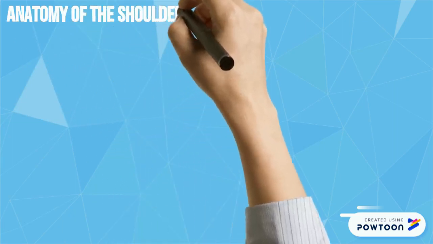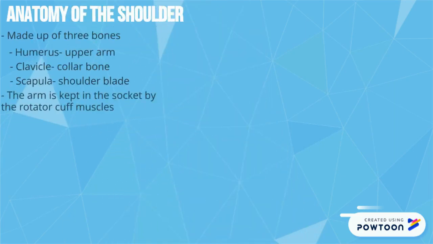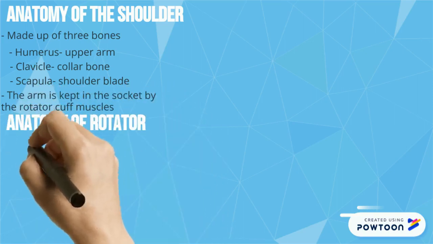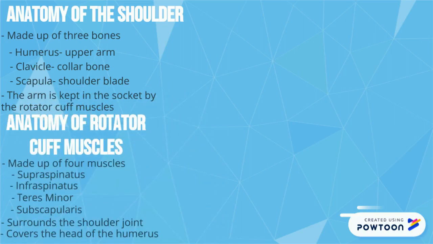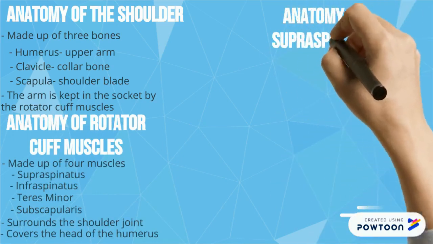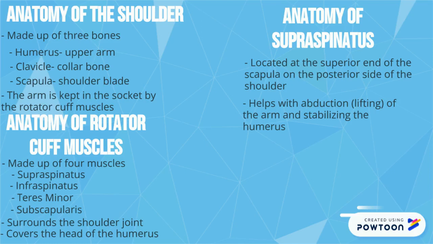The shoulder is made up of 3 bones: the humerus, clavicle, and scapula. There are 4 rotator cuff muscles that include the supraspinatus, infraspinatus, teres minor, and subscapularis. These cover the head of the humerus.